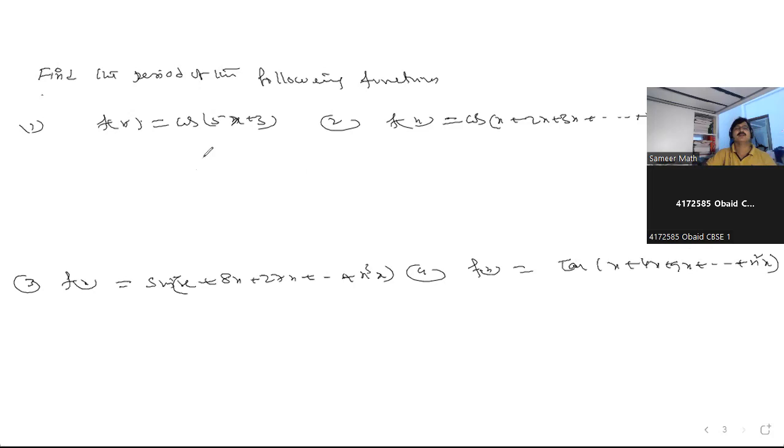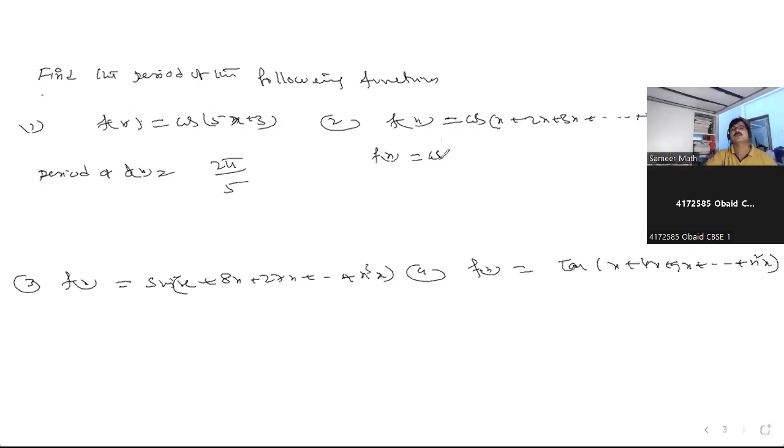So what is the period here? Very simple. What is the period of f of x? You have to concentrate only on the coefficient of x, whatever it may be, plus or minus, leave it. That is 2 pi. What is the coefficient here? 5. That's it. But if you are not in a position to simplify, you can write one more step here.